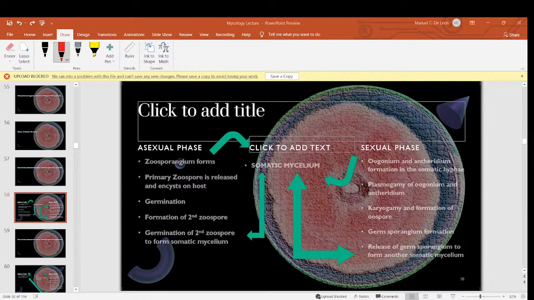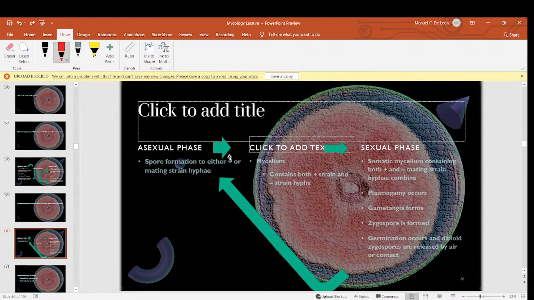Zygomycetes actually have a pretty straightforward life cycle. The somatic mycelium is again in the middle. It contains both positive and negative strains. This time, we're going to go to the sexual phase first because that's the easiest route for us to follow.